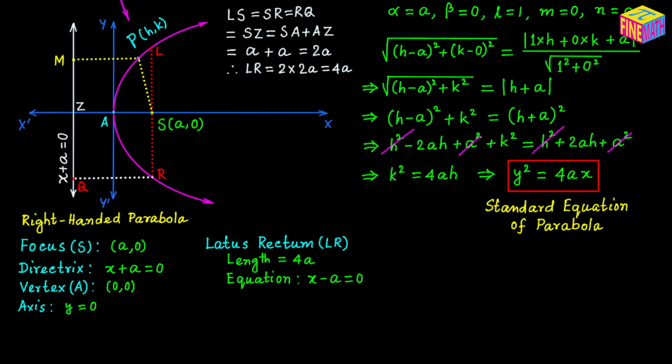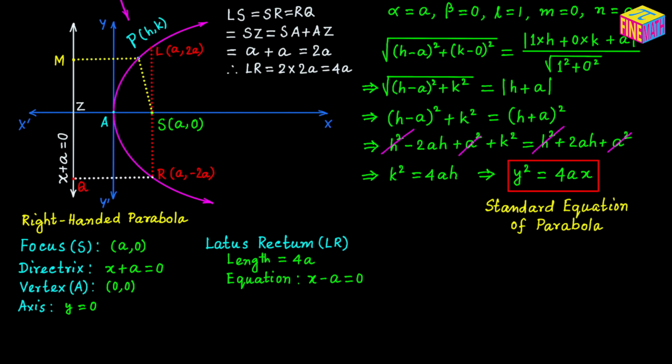Let's also quickly figure out what would be the coordinates of the end points of the latus rectum. Well, if you think about it, LS is perpendicular to the x-axis, and we have just calculated the length of LS, which was 2 times a. So the coordinates of L would be (a, 2a), and similarly the coordinates of R would be (a, negative 2a).